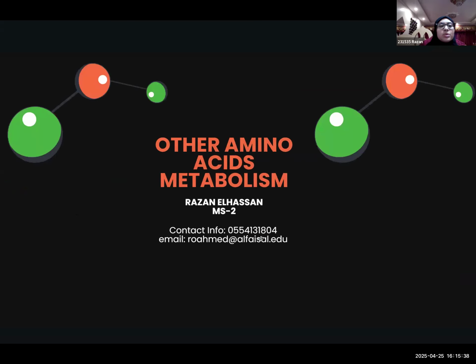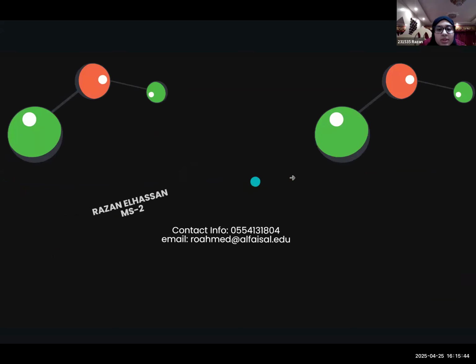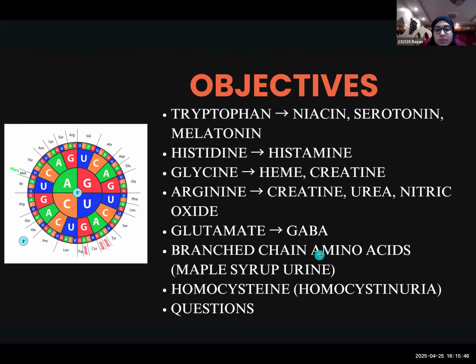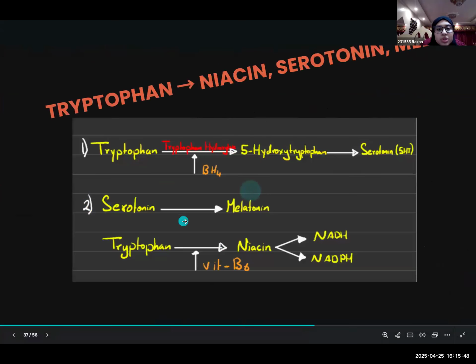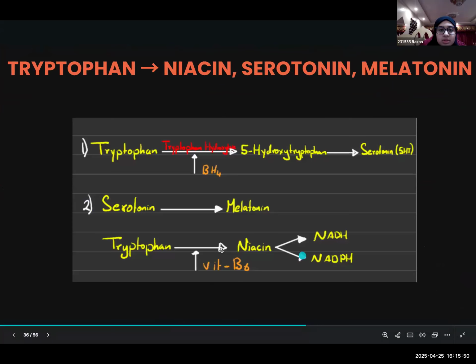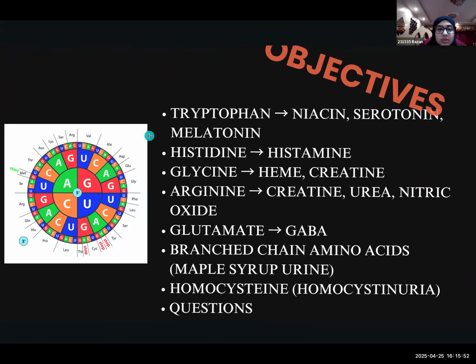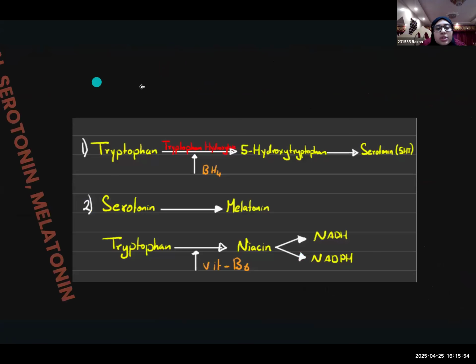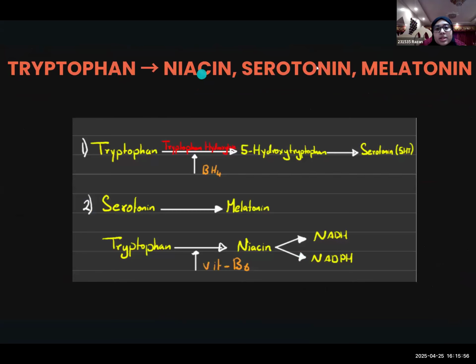So I think this was the last question. Now we go with the other amino acid metabolism. Again, here are the objectives, and at the end, we're going to do some questions. First thing we're going to start with is tryptophan, niacin, serotonin, and melatonin.